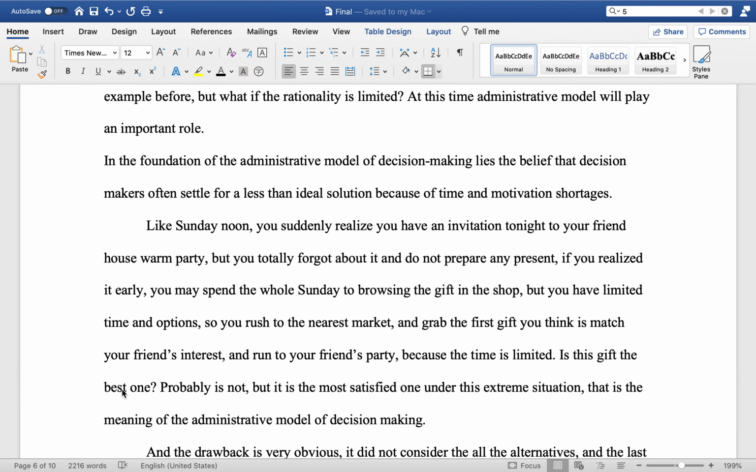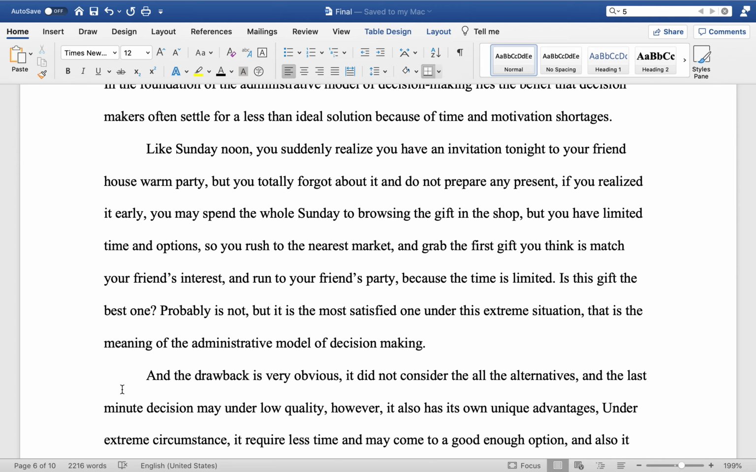So you rush to the nearest market and grab the first gift you think matches your friend's interest, and run to your friend's party. Because the time is limited, the gift may not be the best one, but it is probably the most satisfying one under this extreme situation. So that is the meaning of the administrative model of decision making.